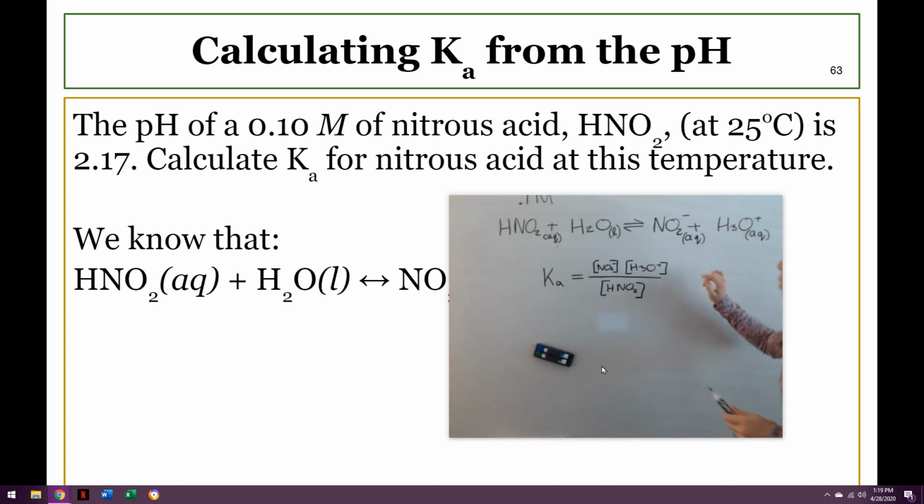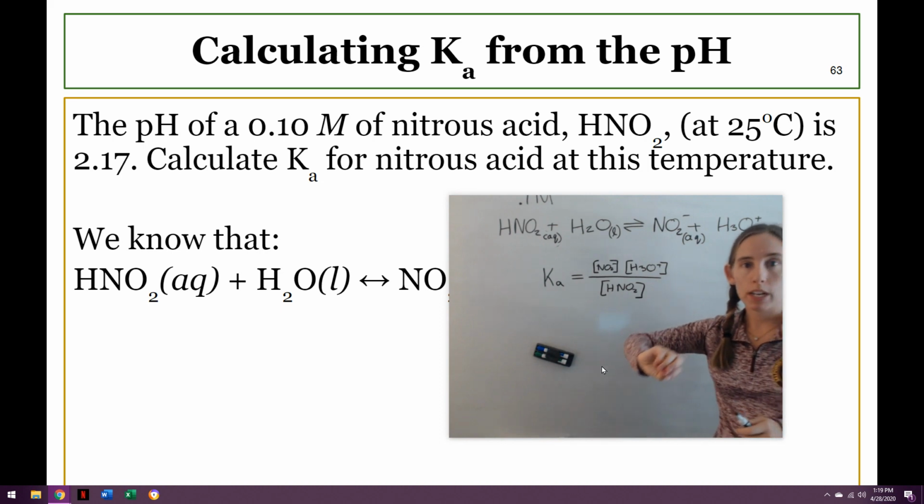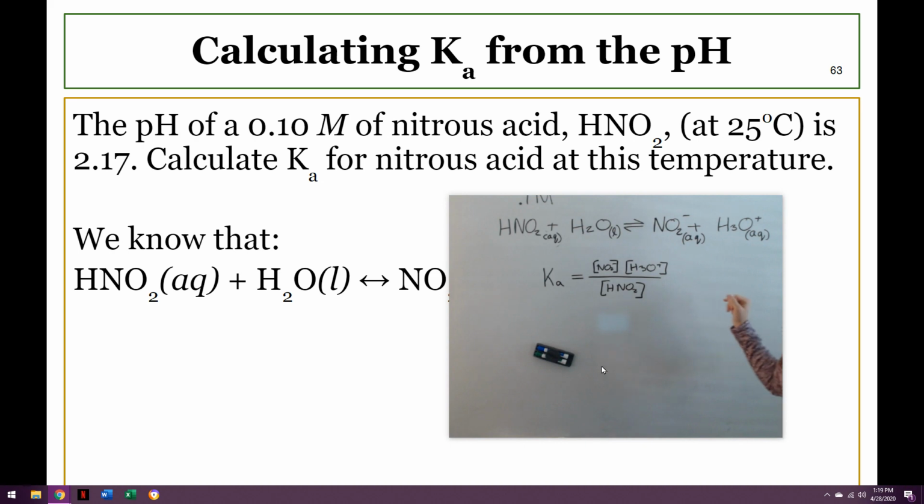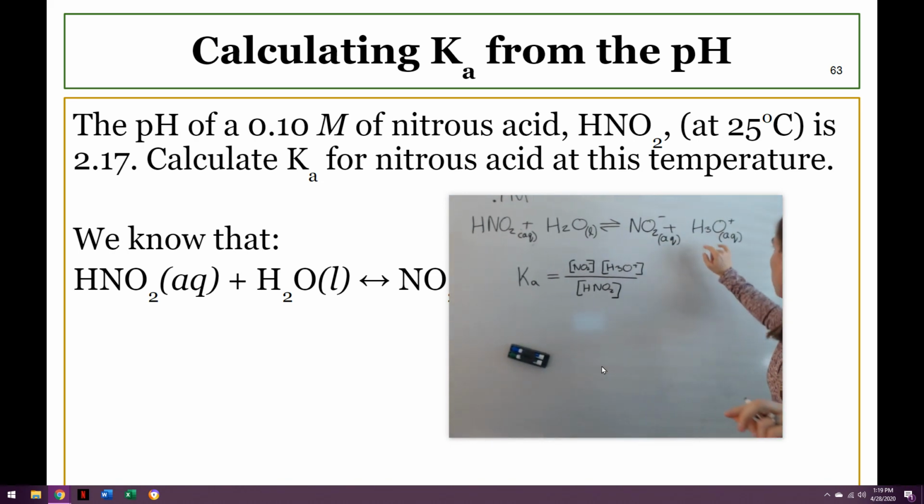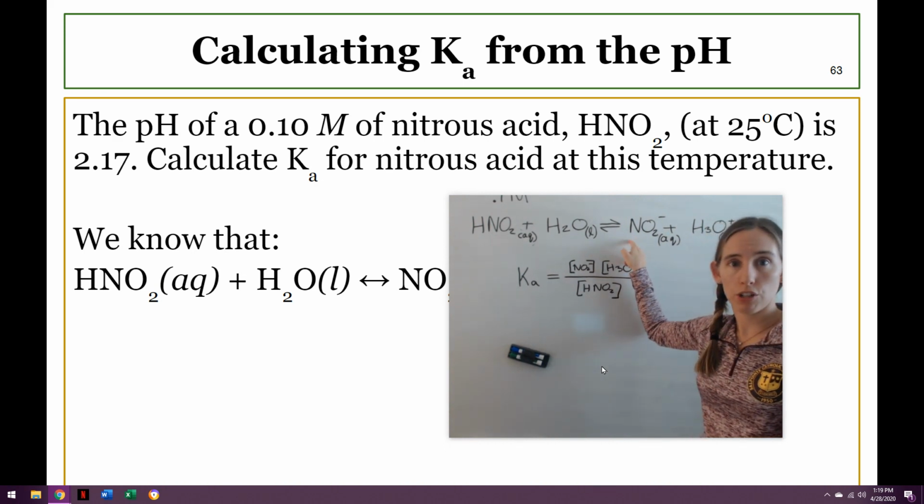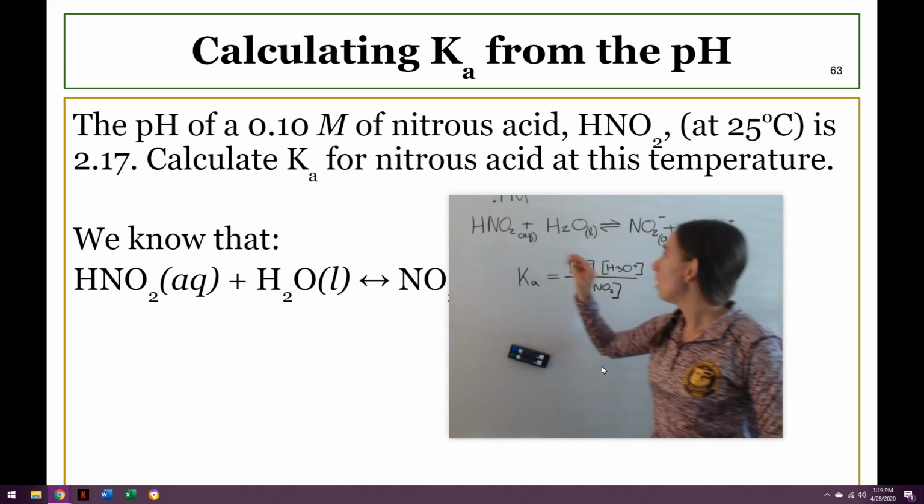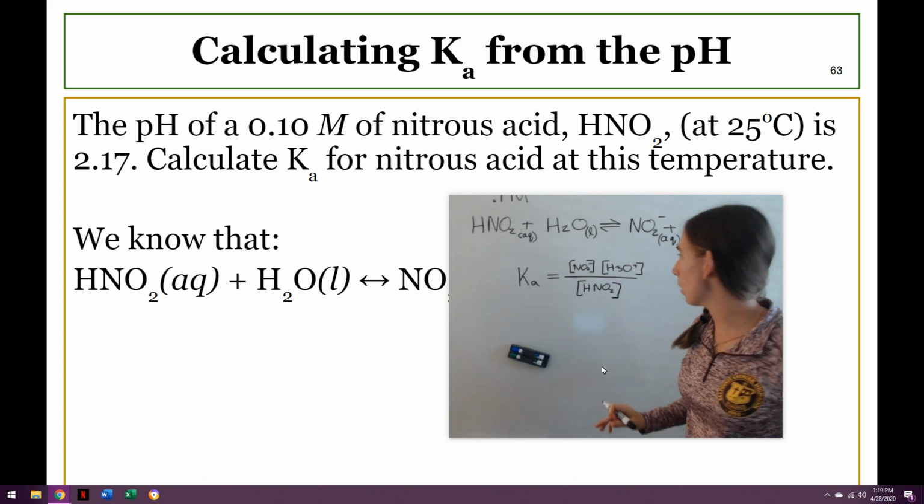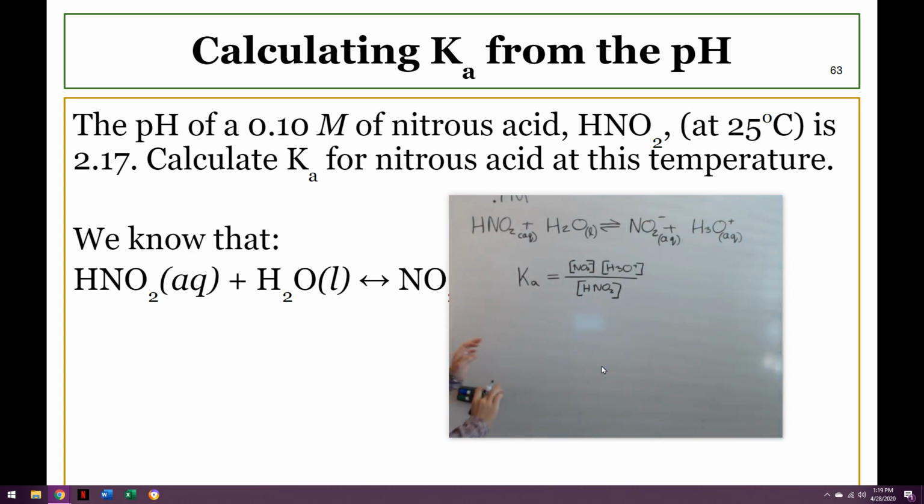The other thing to note is that the stoichiometry ratios work out for the species on the same side of the equation. So this is a 1-to-1 ratio. So if we can find H3O, which we know we can from pH, then we would also have the concentration of NO2 minus. These two are going to be equal. And then over here, these are going to be equal, though the water, of course, doesn't play into the number and the math. So we have a pH of 2.17. Therefore, if we take 10 to the negative 2.17, we can find H3O.